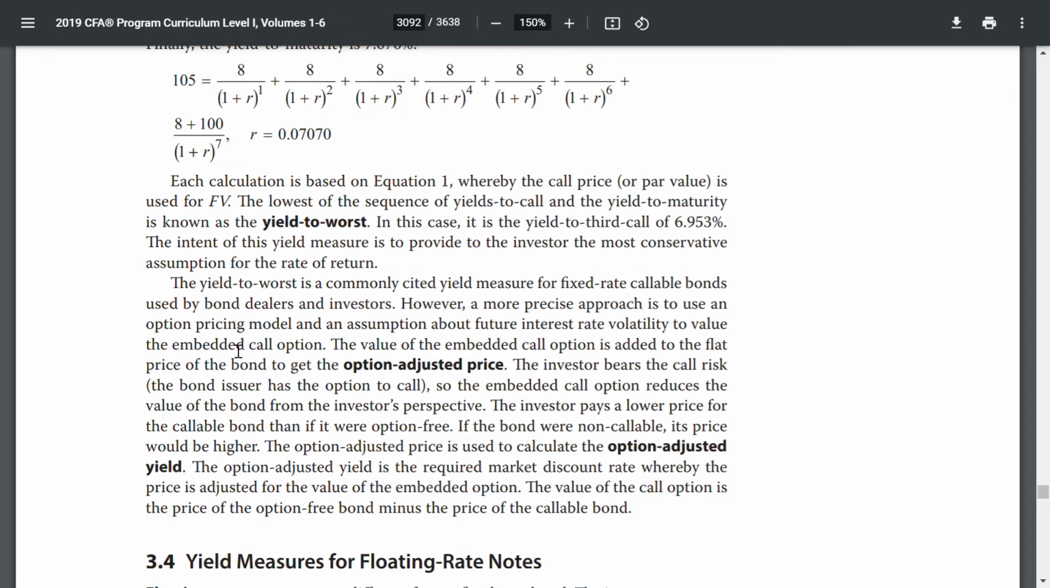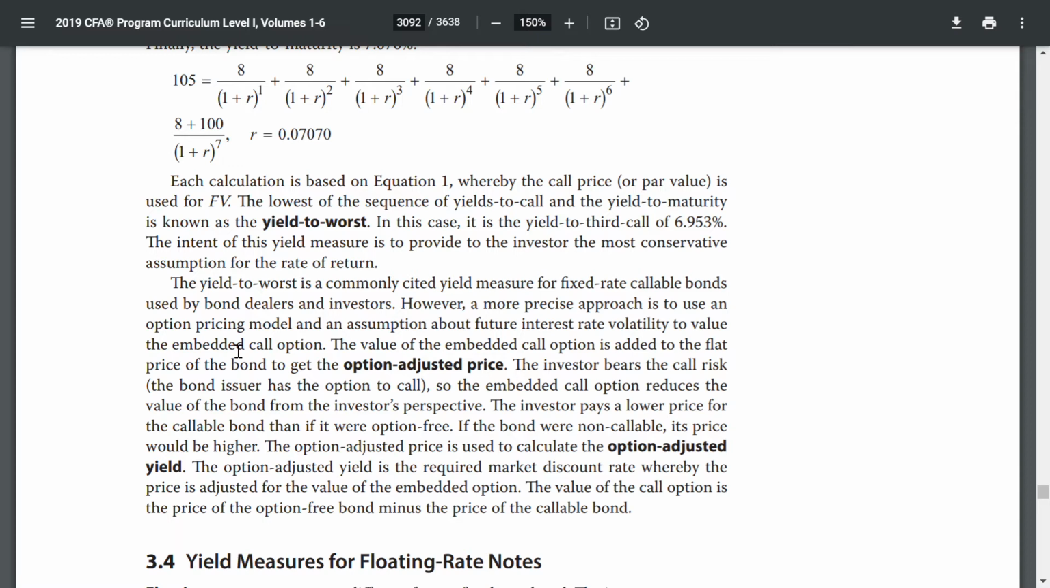The intent of the yield measure is to provide investors the most conservative assumption for the rate of return. The yield to worst is a commonly cited yield measure for fixed rate callable bonds used by bond dealers and investors. However, a more precise approach is to use an option pricing model and an assumption about future interest rate volatility to value the embedded call option. The value of the embedded call option is added to the flat price of the bond to get an option-adjusted price. The investor bears the call risk.